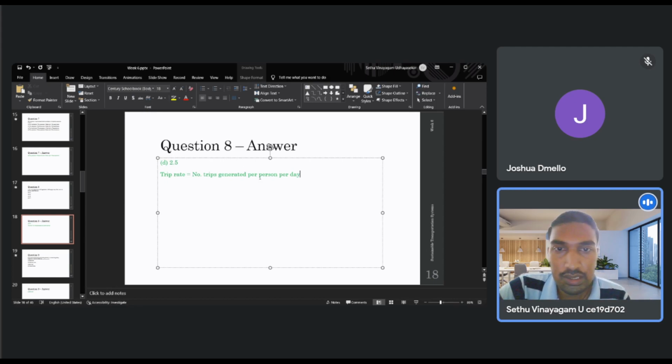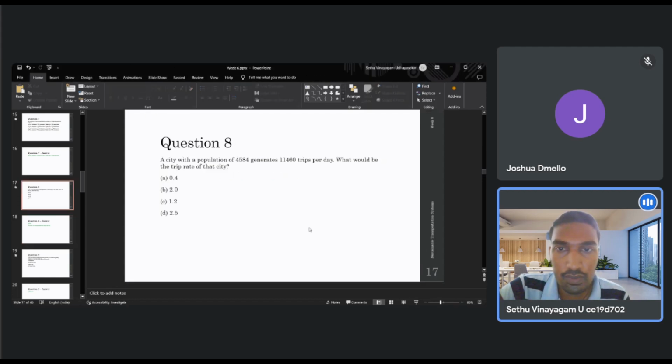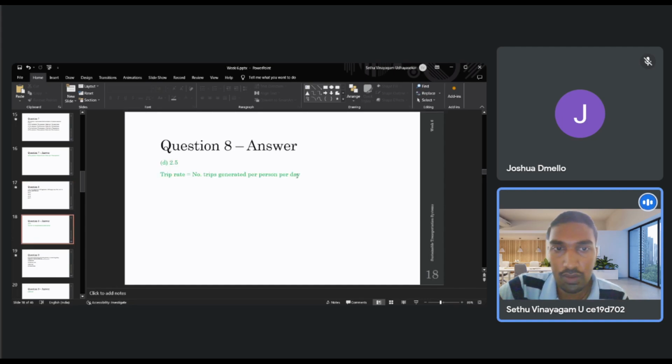So what is the information that is given to us? We know the total population of the city, which is 4,584. And we also know the total number of trips made by everyone in the city in one day, which is 11,460. So our goal is to find the number of trips a single person will make in a day, on average. So how will we get that?